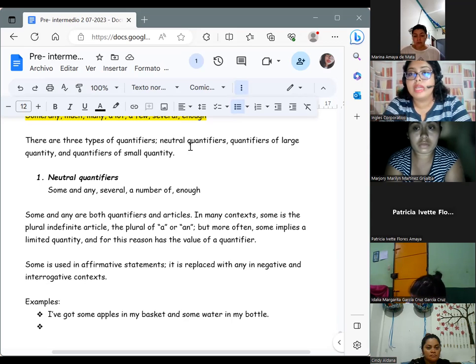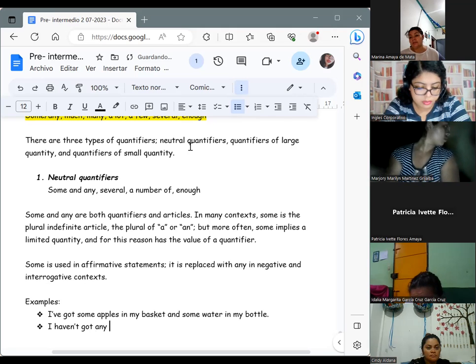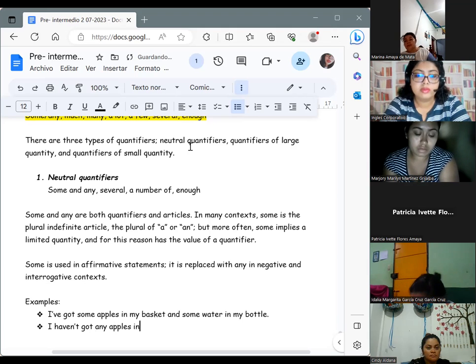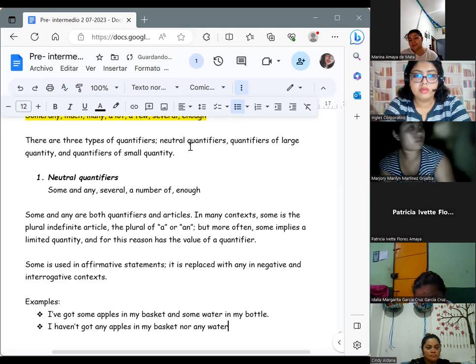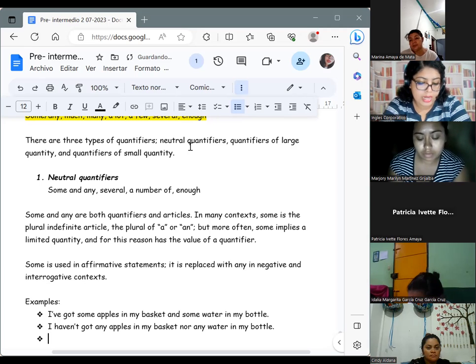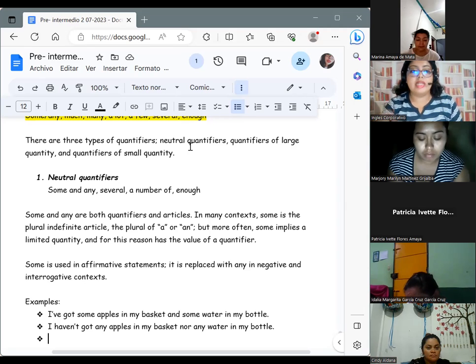So in this case, as we read in the paragraph, when you have affirmative sentences or affirmative statements, you are going to use some. But when you have negative statements, you are going to use any, like we are going to see in this second example. Next one, have you got any apples in your basket? In this case, we are using a question. So in this case, we're going to use any instead of some.